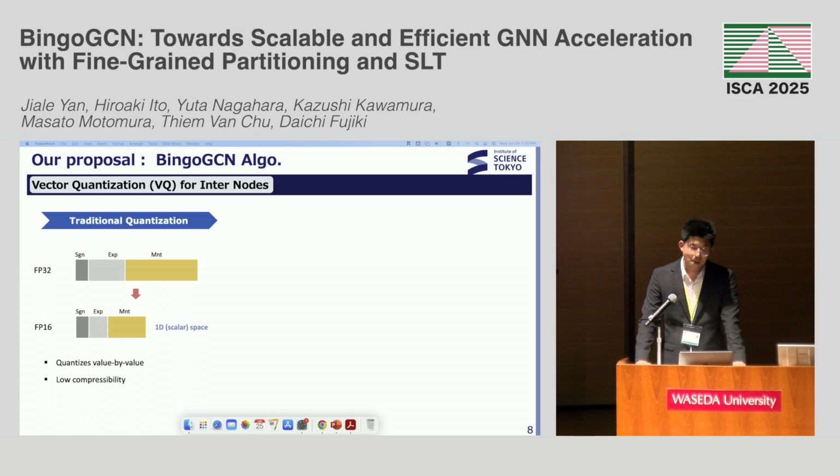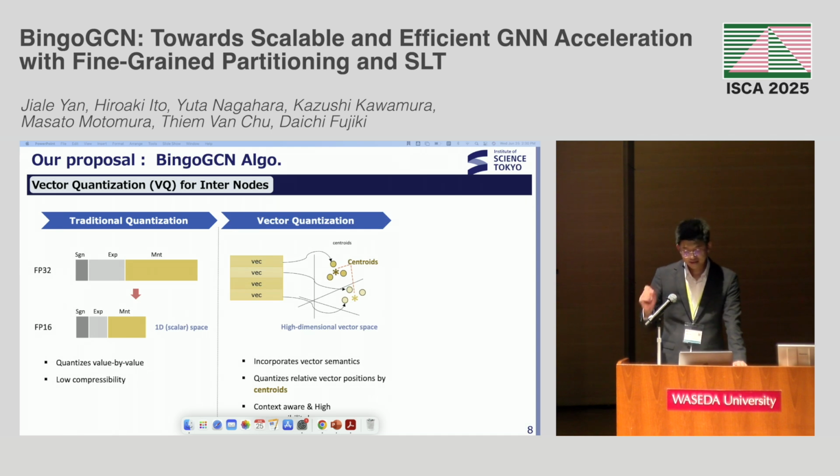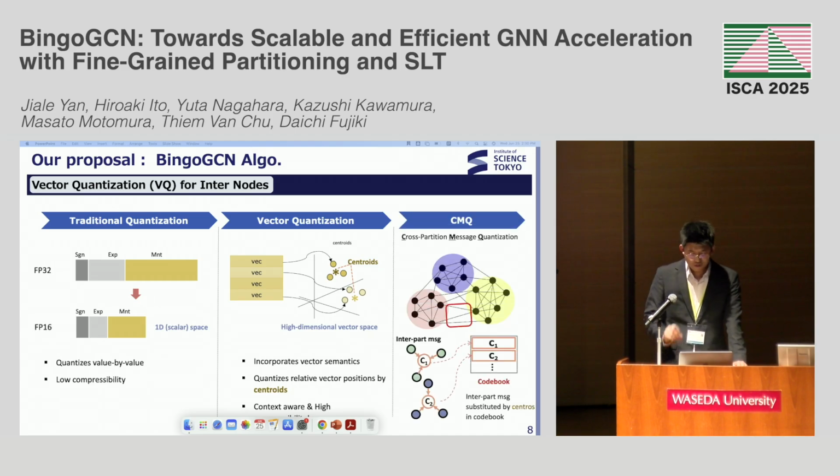Traditional quantization compresses values one by one, offering limited reduction. In contrast, vector quantization maps entire vectors to centroids in a high-dimension space, capturing features and enabling much higher compressibility. We further apply this idea to cross-partition message quantization, or CMQ, where inter-partition messages are replaced by centroid indices from a codebook, significantly cutting communication cost.